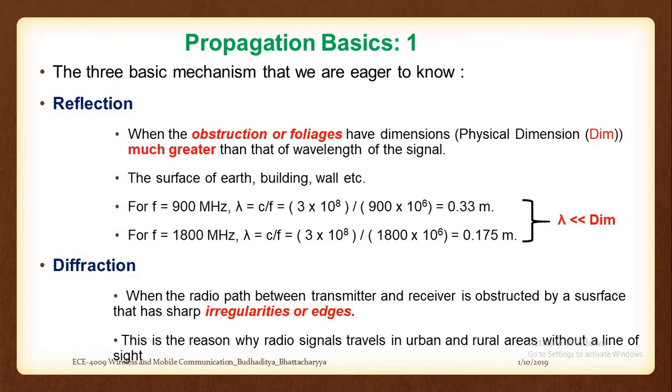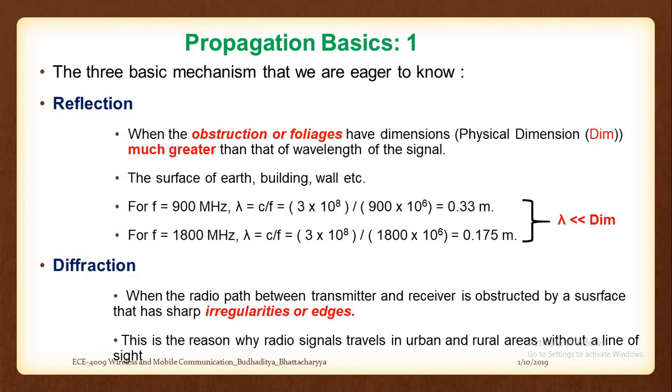When we are looking at the reflection for that matter, we have the obstruction or foliage, which has a dimension much greater than the wavelength of the signal. This is the only and the best definition that we have. This is given in Rappaport as well.